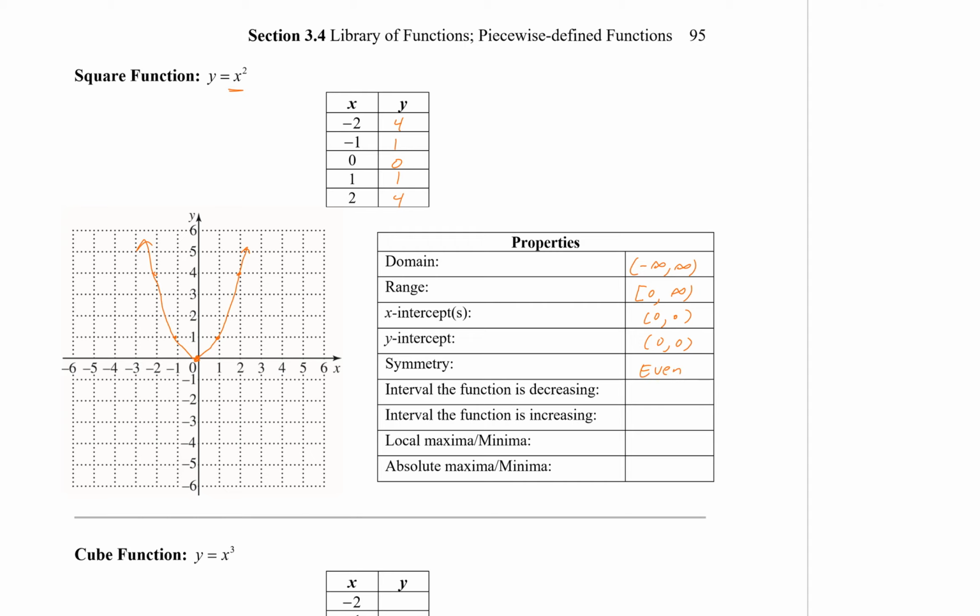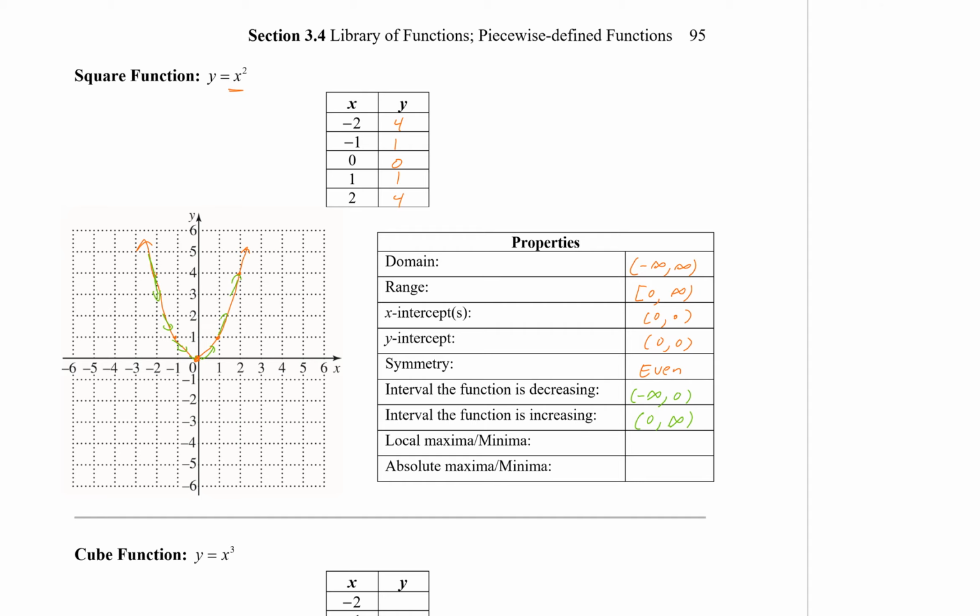The graph actually decreases and then increases. So check this out. It decreases from -infinity. If you think of it from left to right, that's how you read a graph, right? It's going down, it's going down, it's going down until it reaches 0. So it's from -infinity to 0, it's decreasing. Then it starts increasing, starts going up and up and up forever from 0 to infinity.